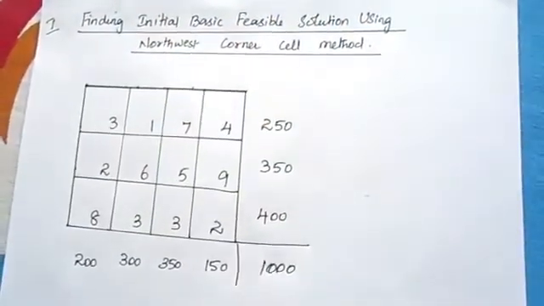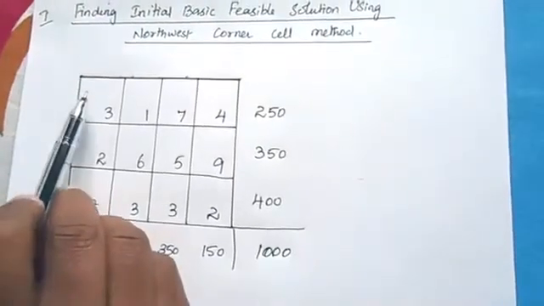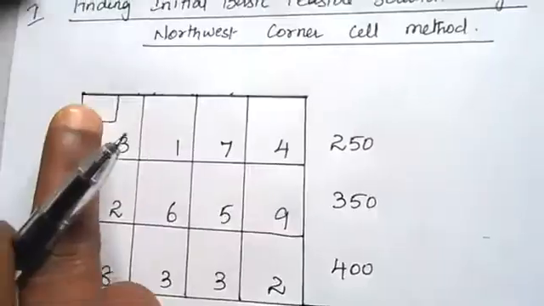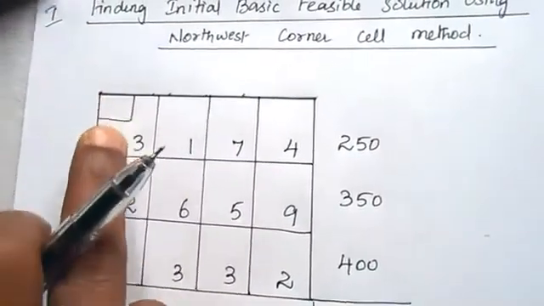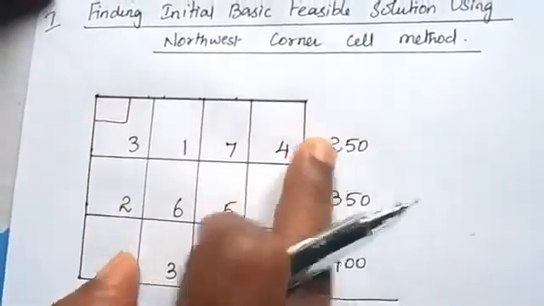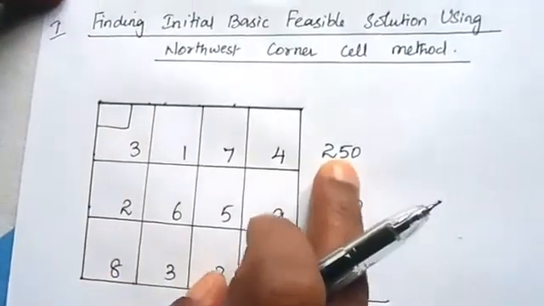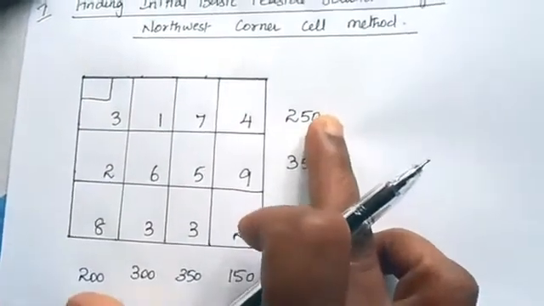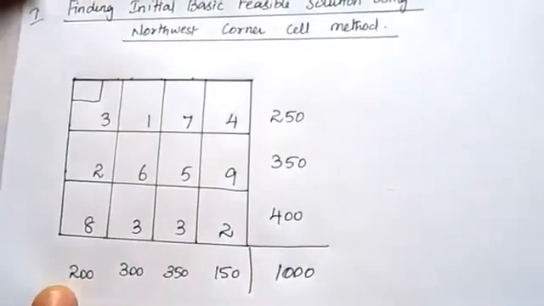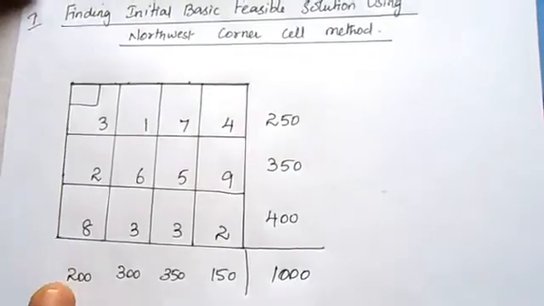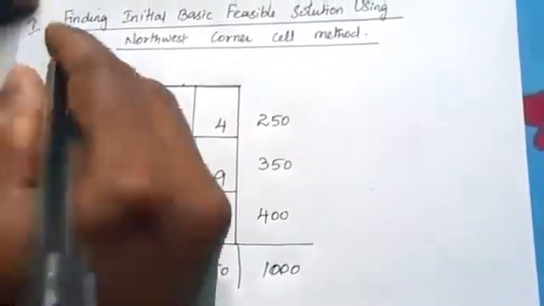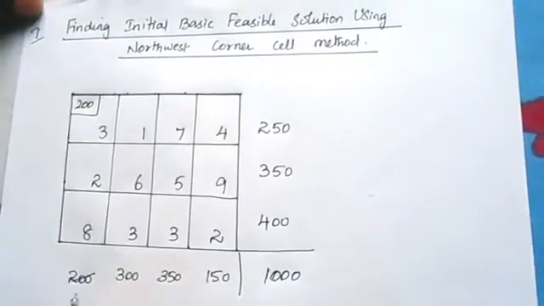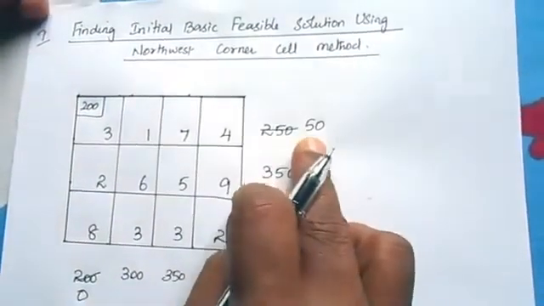For that, you need to start from the northwest corner. This is the northwest corner. You have to start from here. In order to allocate the cell, you need to find the row value and column value. The row value is 250, the column value is 200. Which one is the least value, 250 or 200? 200 is less than 250. Now you have to allocate this value, 200, to this cell. The entire column demand is allocated here. Now it will become 0. Here we are left with 50.